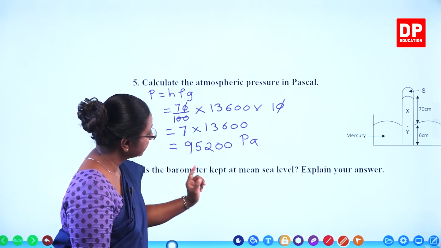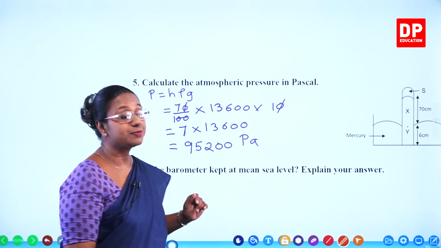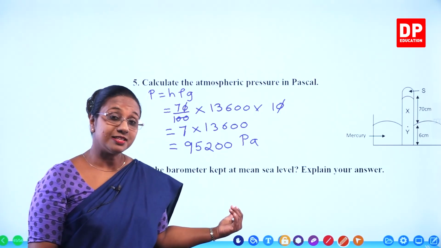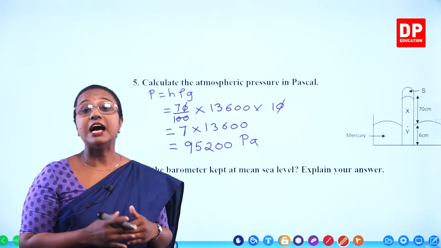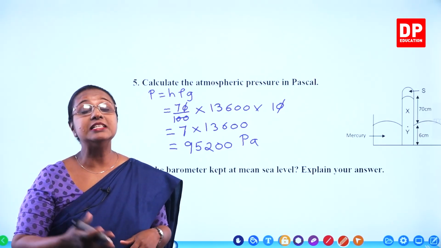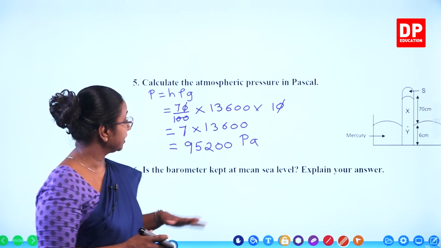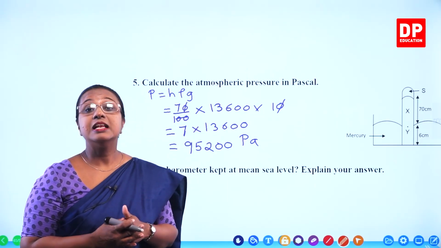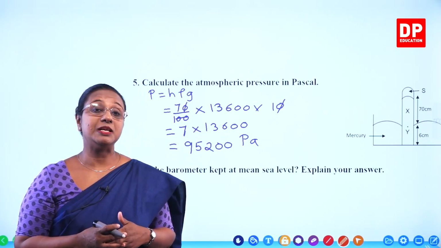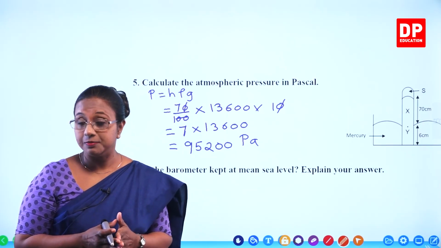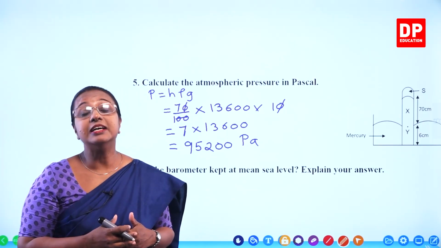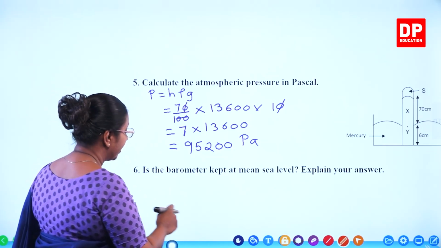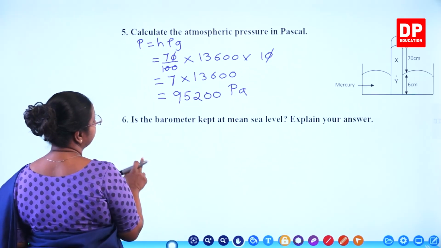Is the barometer kept at mean sea level? Explain your answer. We have discussed that before also. If it was at the mean sea level, what would be the height of the mercury column? It is 76 centimeter mercury. So, here it is less than 76 centimeter mercury, 70 centimeter mercury. So, that means the barometer has to be at a higher elevation. So, that is what you need to write here and explain.